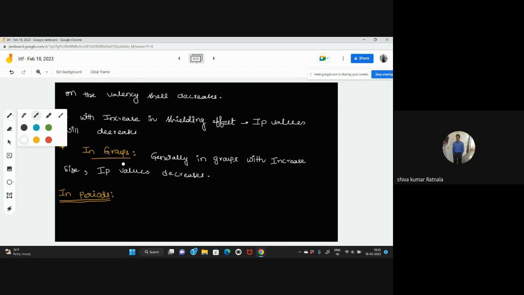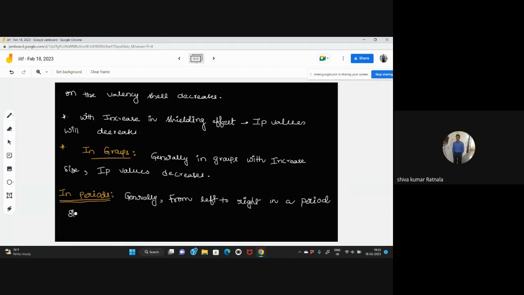Next one, in periods, generally from left to right in a period, what will happen? Size increases or decreases? Decreases, no?